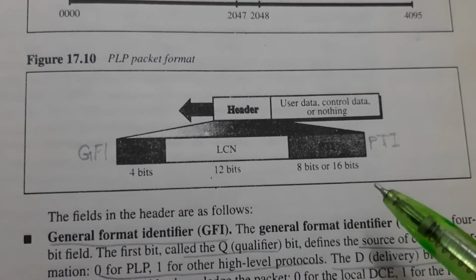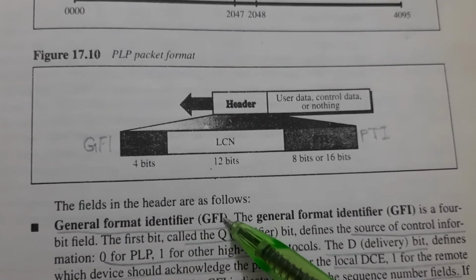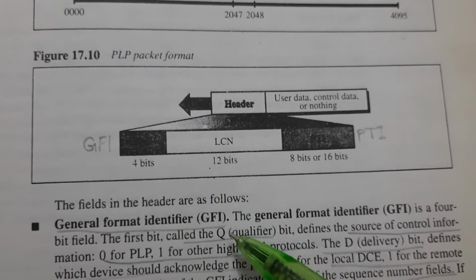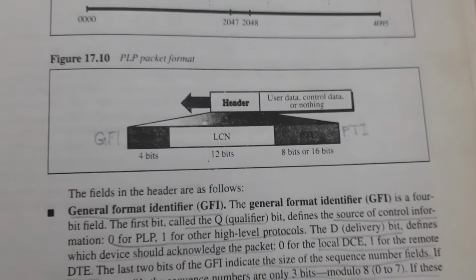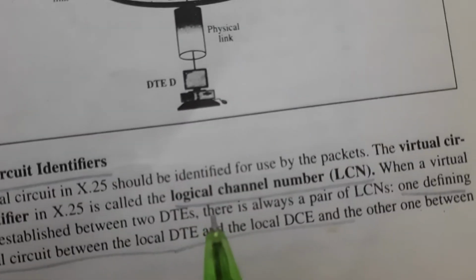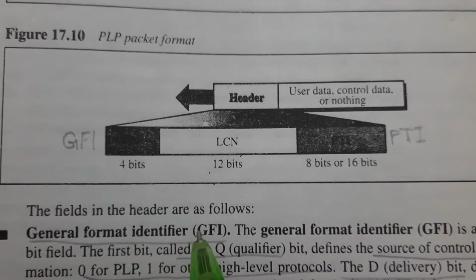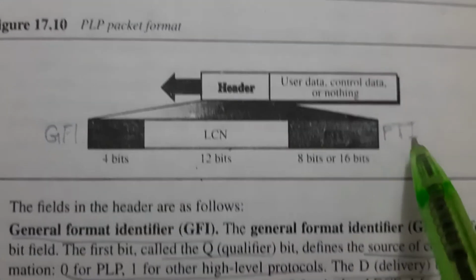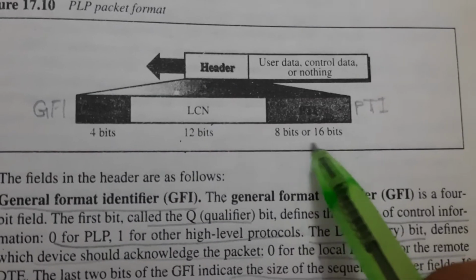And next one is the PLP packet format, and it uses 4 bits for the general format identifier, GFI, and 12 bits for LCN, the logical channel number. That is, LCN is a logical channel number, and it uses 12 bits. And this GFI, general format identifier, uses 4 bits. And the final one is the packet type identifier, PTI, which uses 8 bits or 16 bits.